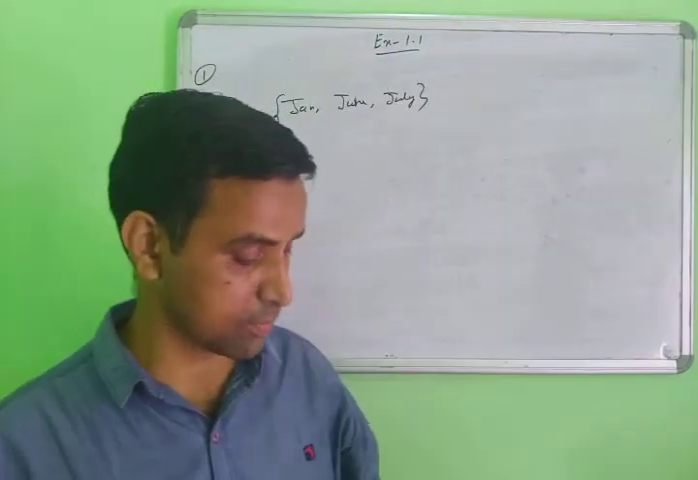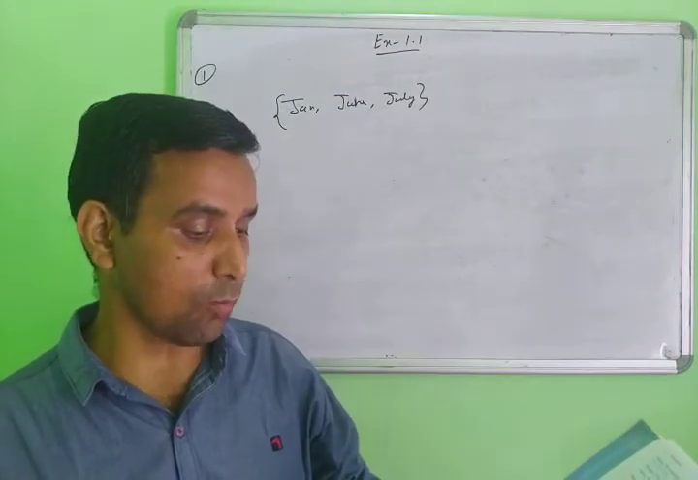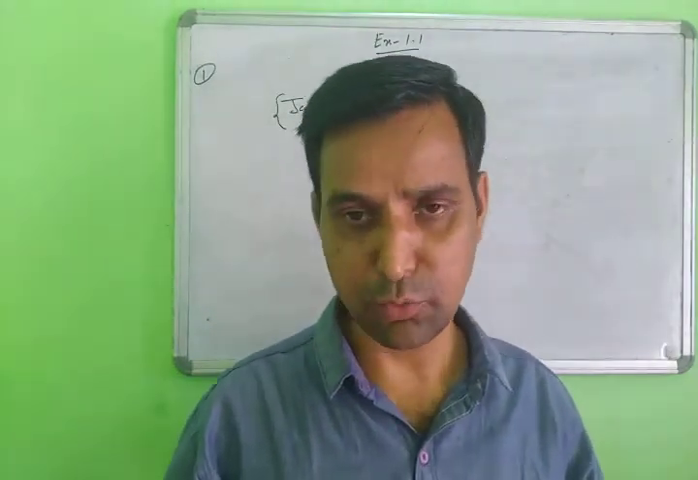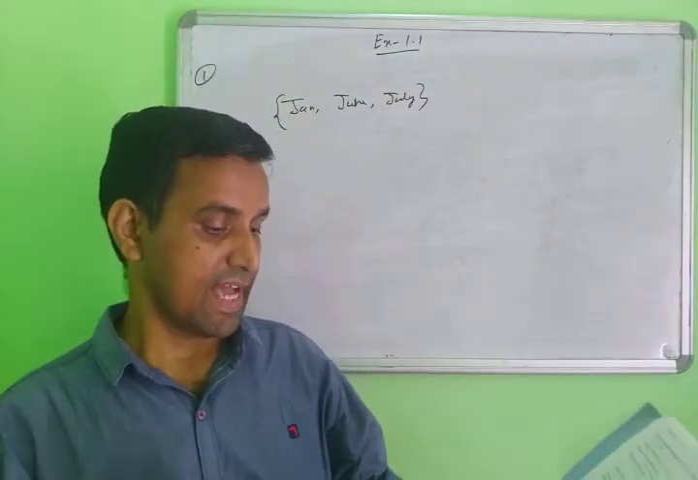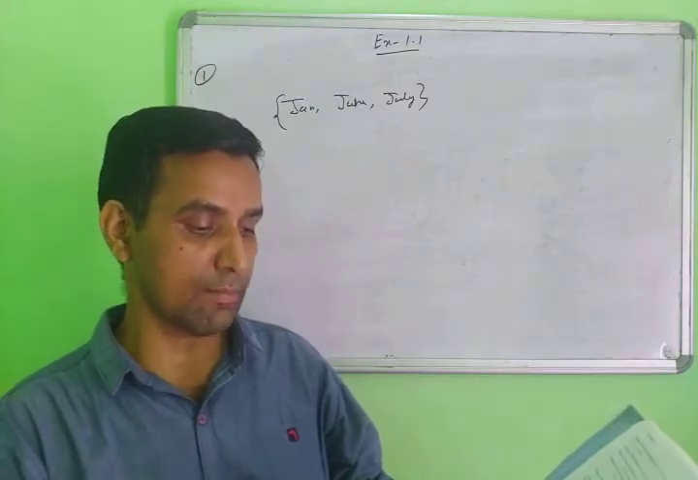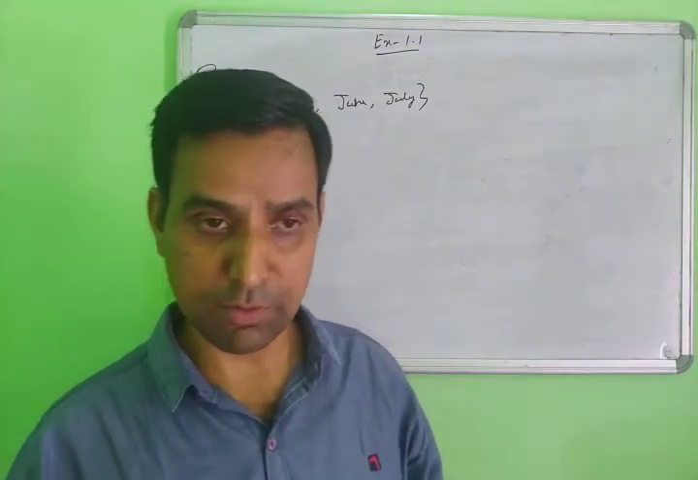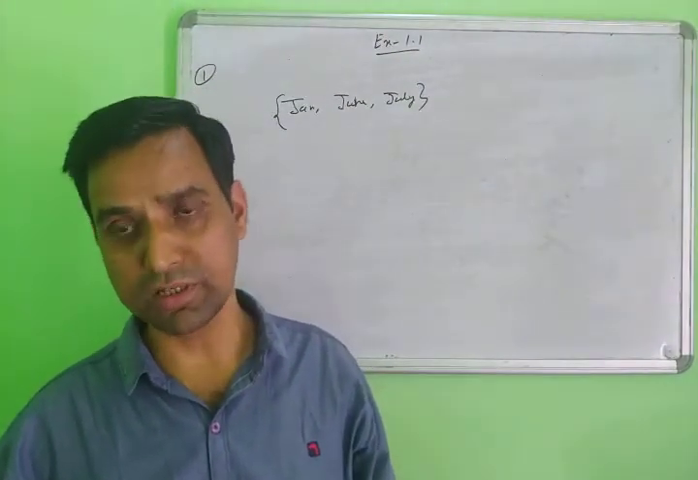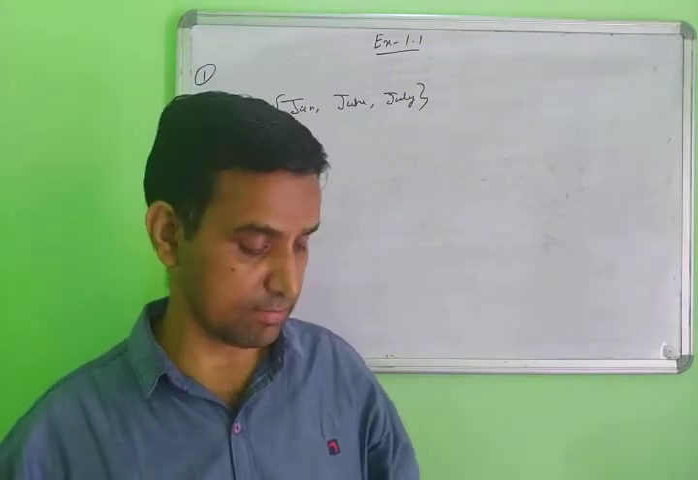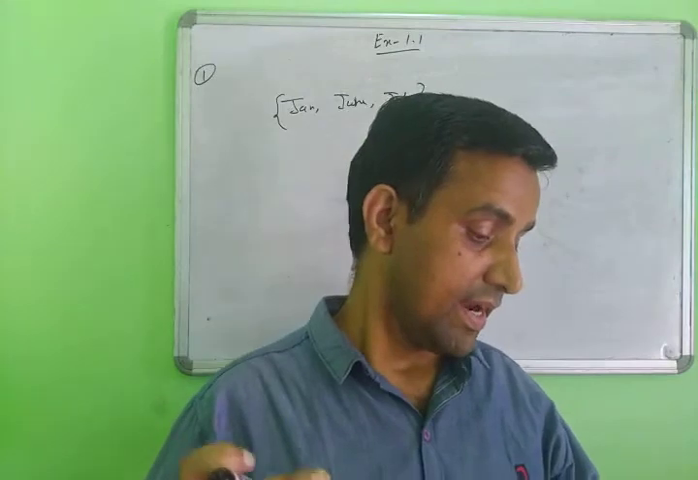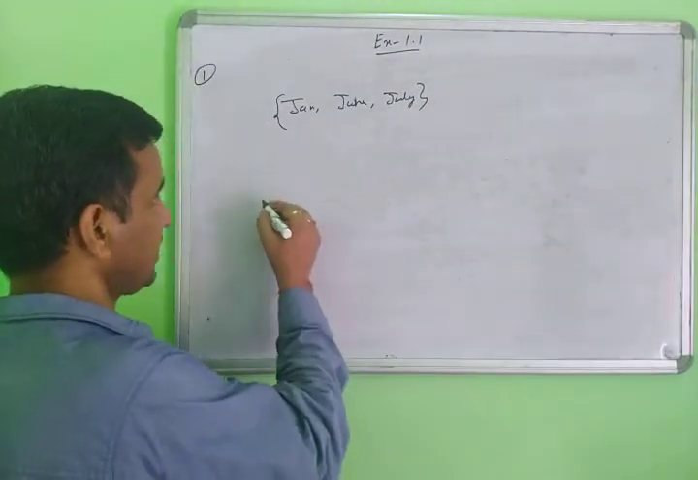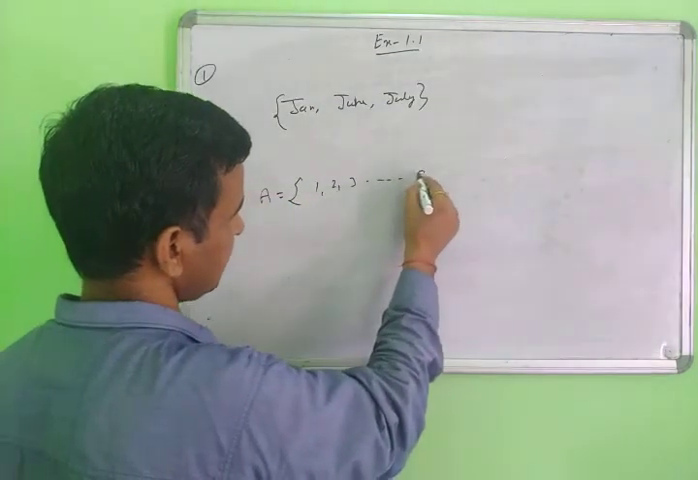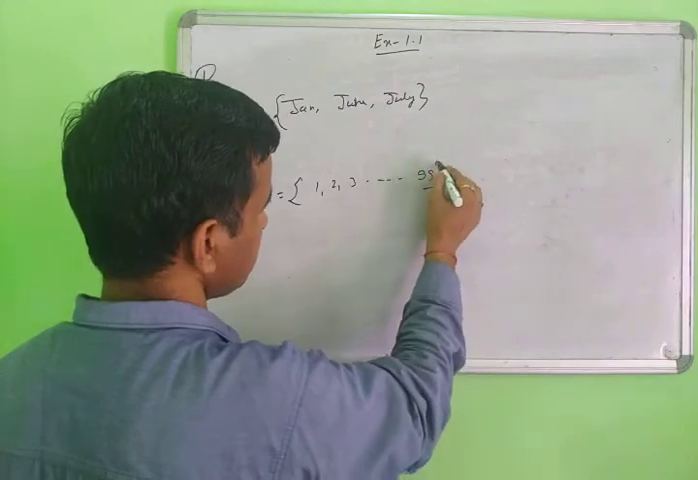Next part, number 4: the collection of all boys in your class. This is very easy. You can go to the class and count how many boys, then you easily make a set. Next, the collection of all natural numbers less than 100. It is possible to make a set. Natural numbers less than 100 means 1 to 99, not including 100. So it is easily possible to make a set. Suppose you write a set here as 1, 2, 3, dash, and 99. In this type we make a set.